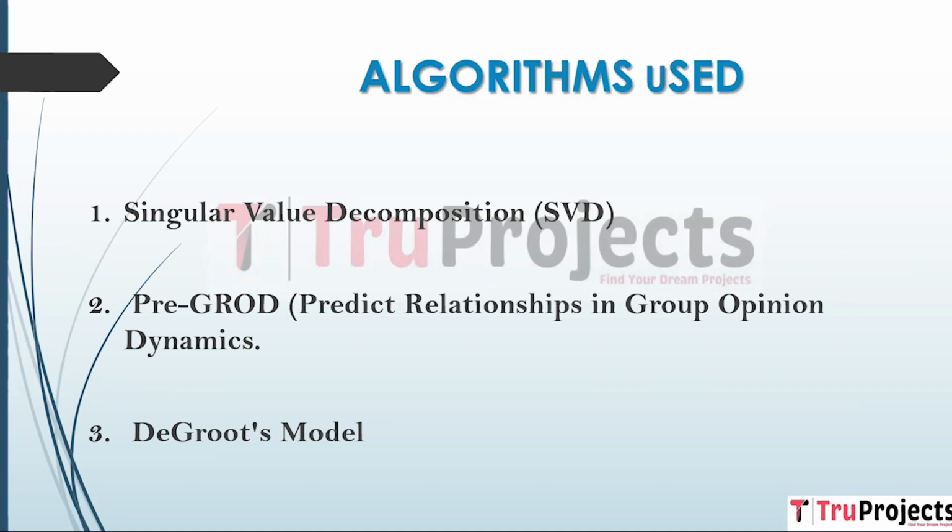DeGroot's model helps in identifying the consensus or majority opinion within a group by considering the influence of the users' opinions on each other. This ensures that recommended items are those for which most users in groups agree upon. Overall, these algorithms work in conjunction to create a more efficient and accurate group-based opinion recommendation system, which significantly enhances the user experience by providing relevant and personalized recommendations based on group dynamics and consensus opinions.